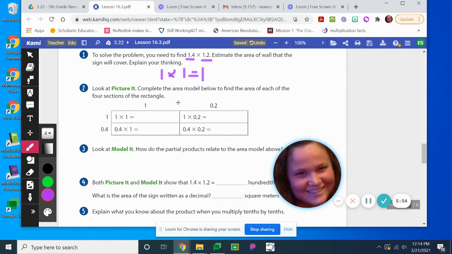So then when we do the area model, 1 times 1, 1 times 0.2, we did this on the first page, so that's 0.2. This is 0.4, and this is 0.68.